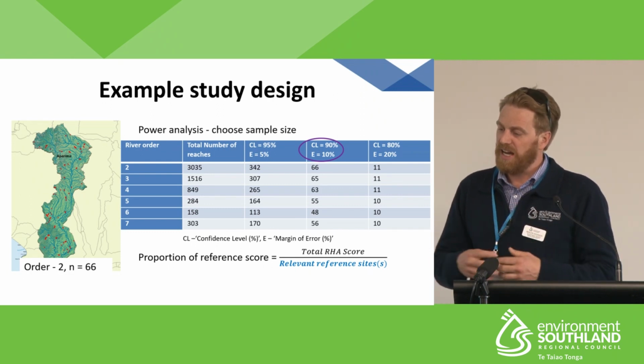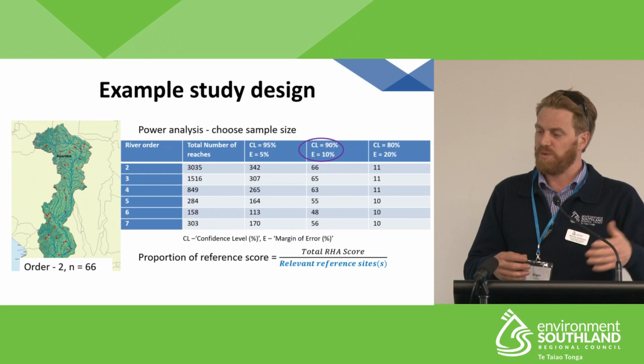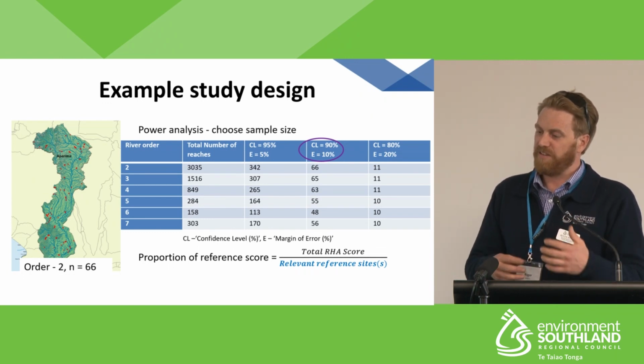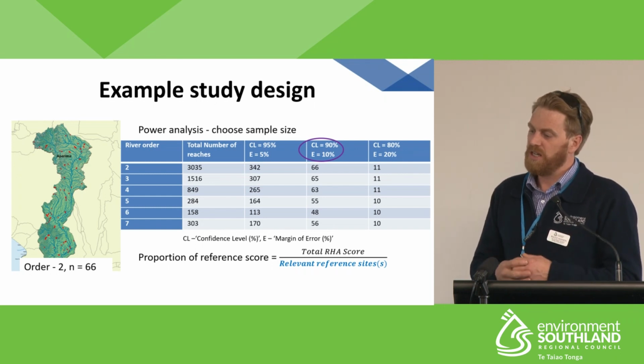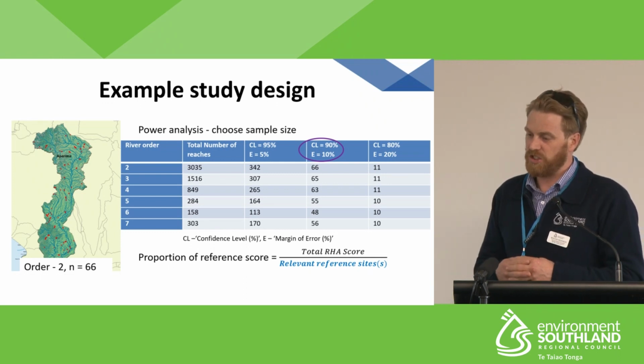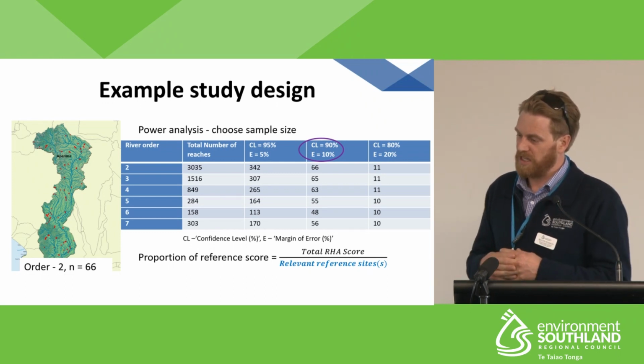So there's a further 65 sites that would ideally be targeted from third order streams, 63 from fourth order, 55 from fifth order, etc., to provide an overall assessment of stream habitat condition across the Aparima catchment.